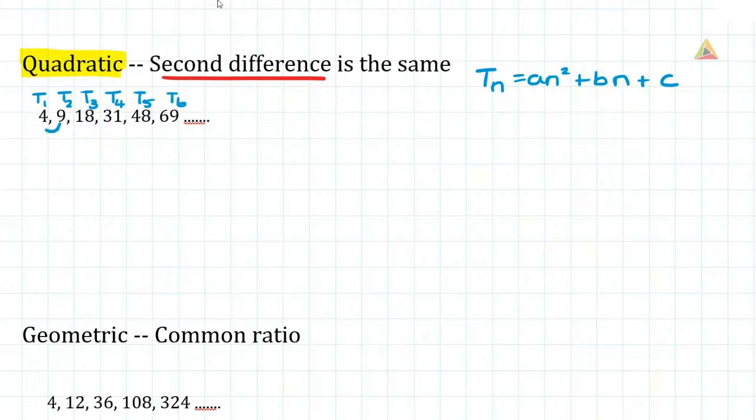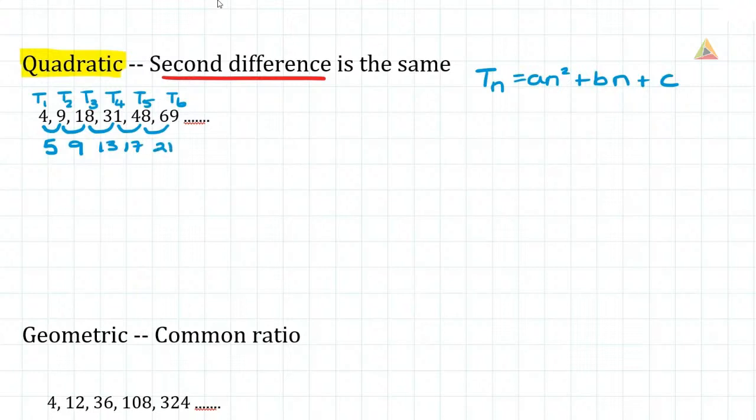So I'm going to say 9 take away 4, and that gives me 5. And then 18 take away 9 gives me 9. And 31 take away 18 gives me 13. And 48 take away 31 gives me 17. And 69 take away 48 gives me 21.